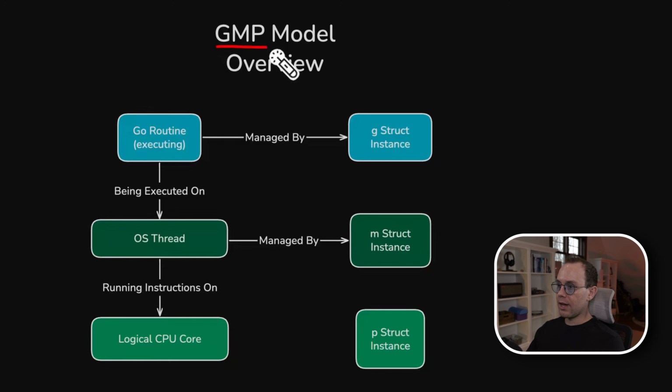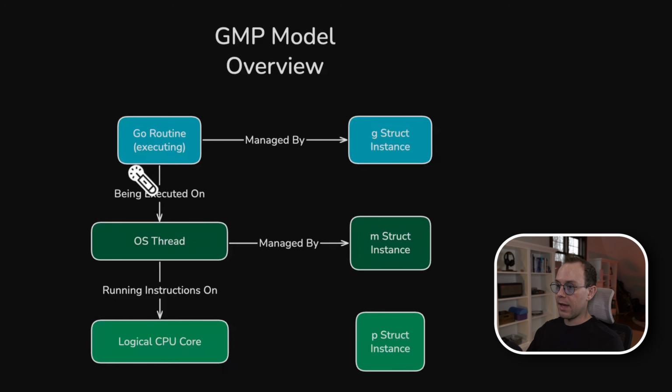First, G, M, and P are all just structs. The runtime holds instances of each of these struct types and uses them to coordinate what Go routines are run where. Each Go routine is represented by an instance of the G struct, and then each OS thread is represented by an instance of the M struct. But this is where it gets confusing. Officially, P stands for processor. So you would think that each instance of a P struct would represent a single core on the machine. But that is wrong and very confusing.